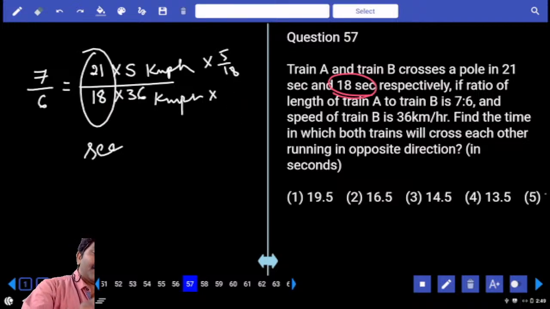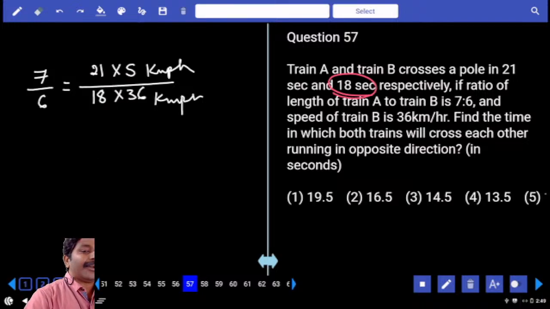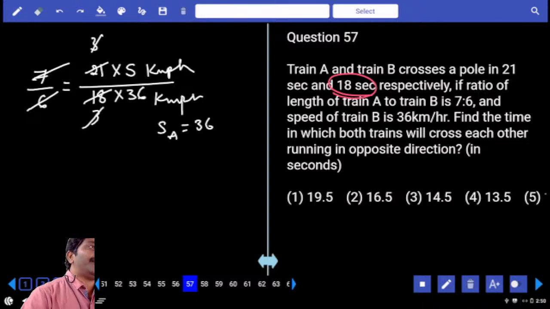Understood? So in the denominator, as the metric is kilometer per hour for speed, for numerator also I am assuming kilometer per hour only. 7 3 times, 6 3 times, 3 also gets cancelled. Then speed of train A is also 36 kilometer per hour. Speed of A is there.